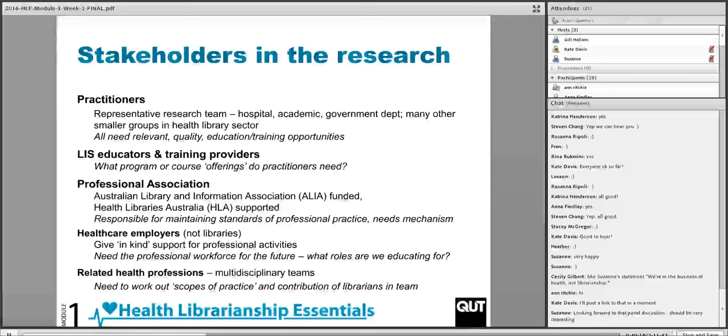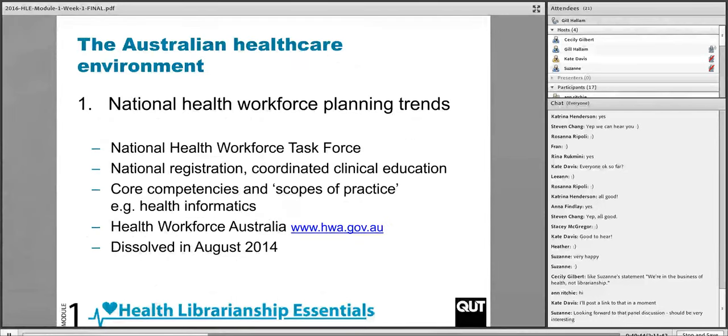But anyway, beyond that, obviously as educators, we were involved. ALIA itself was involved, and I'll point you to a lot more research that HLE has undertaken with ALIA's support as well. And then we looked at the employer perspectives, how they perceive their library staff, and then some other multidisciplinary areas. So it was very rich in terms of what we covered.